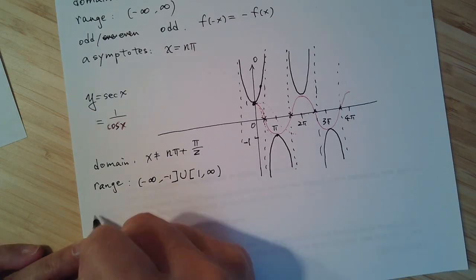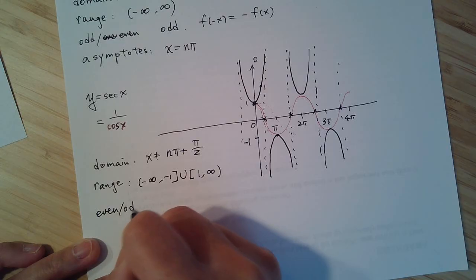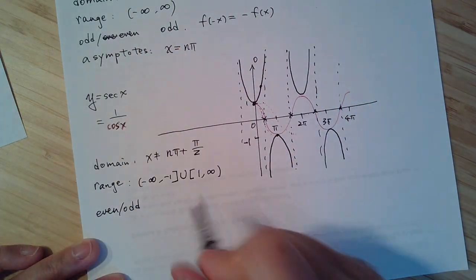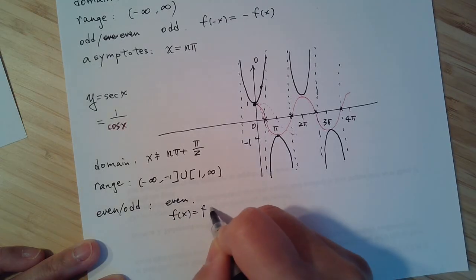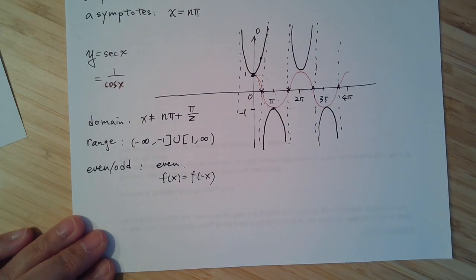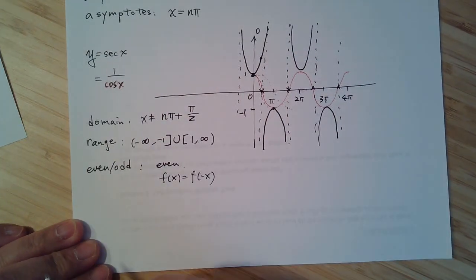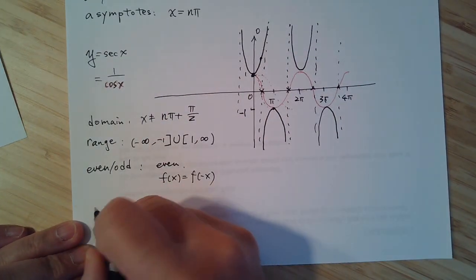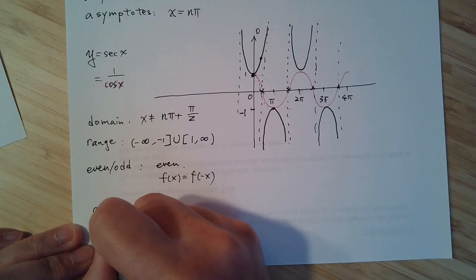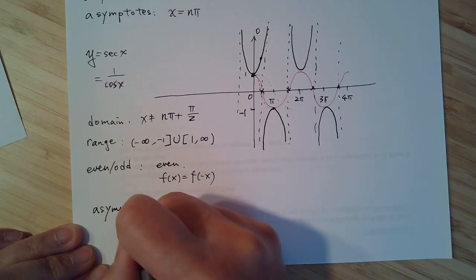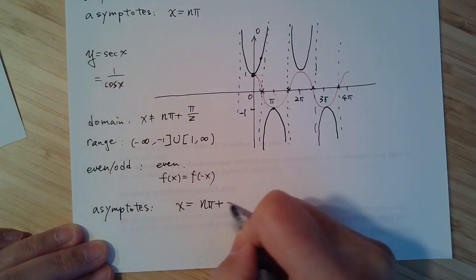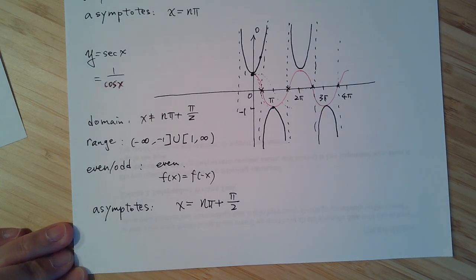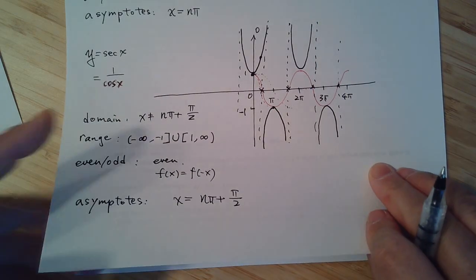Okay, is this even or odd? Is this symmetric along the y-axis? Yes, it's even because f of x is the same as f of negative x. It's even because it's symmetric along this y-axis. And the last one, are there any asymptotes? Yes, when x equals n pi plus pi over 2. Interesting, isn't it? Okay, secant, and then the next one is cosecant.